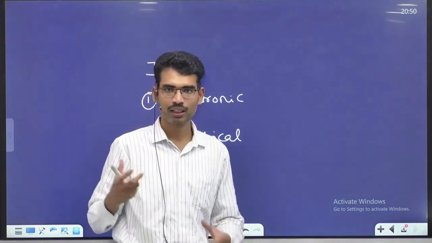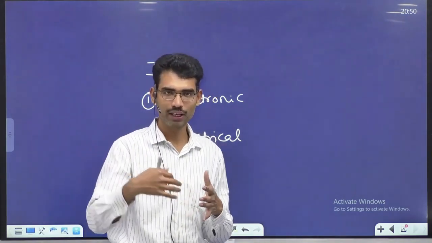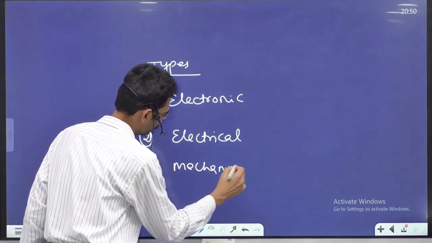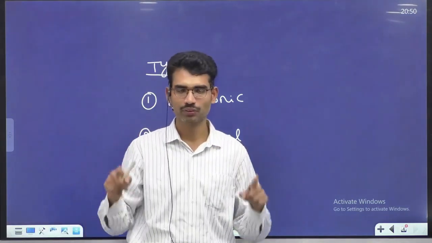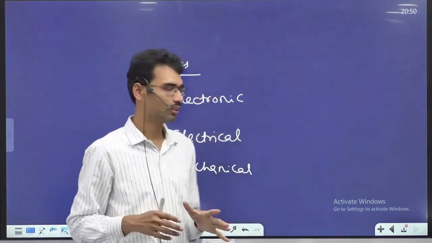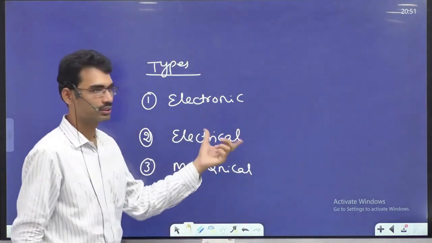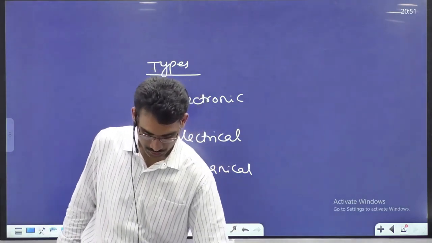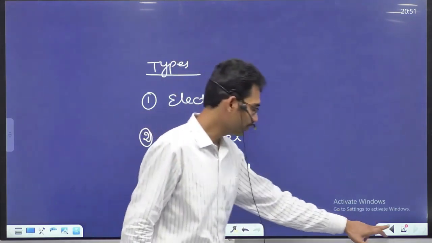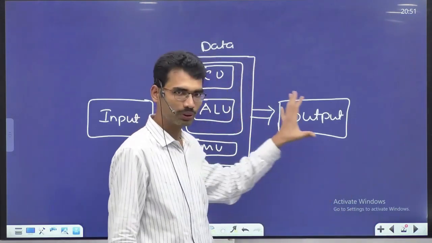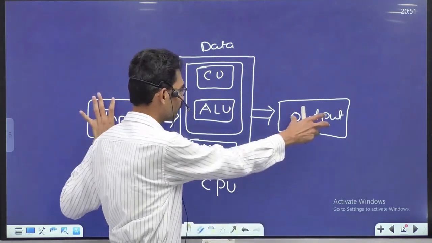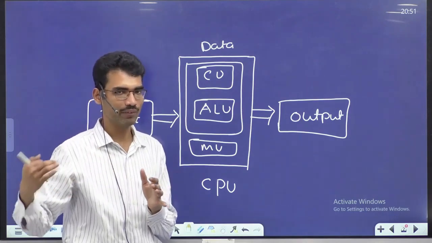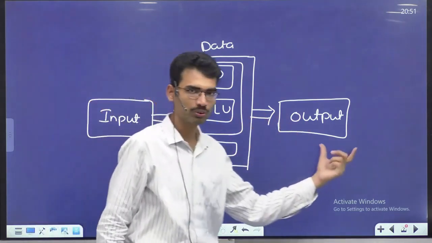Computer requires power, and this power connection goes through wires. These are electrical components. Then there are mechanical components, the boxes and all, those are mechanical components. Everything is part of computer hardware. Once again, in the computer architecture, we have input on this side and output on this side. Based on input and output, this hardware can be divided into input devices and output devices.